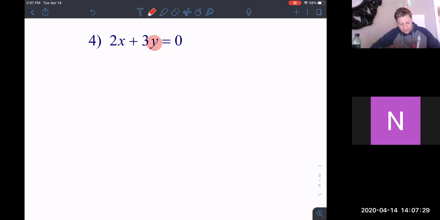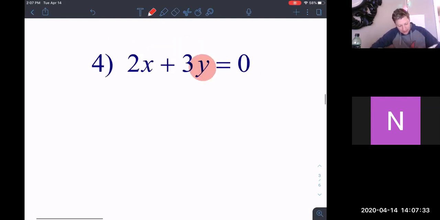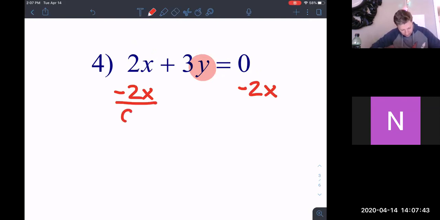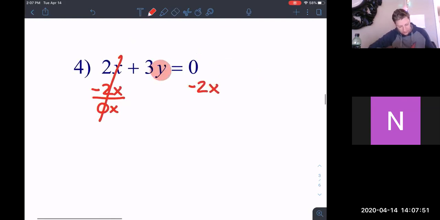All right, so if 2x is being added to the 3y, and that's a positive 2x, what we're going to do is subtract 2x from both sides. Okay, so the opposite of a positive 2x is a negative 2x. When we do that math here, we're going to get 0x, and remember, 0 times any number is 0. So 0 times x is just 0. That whole thing drops out.